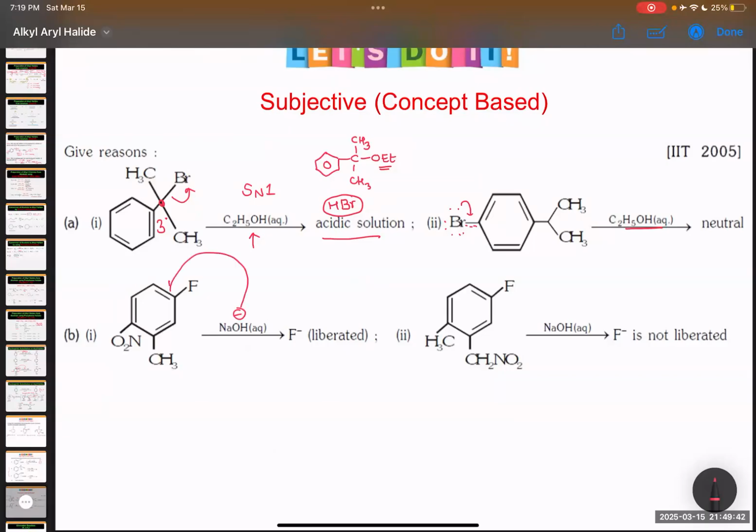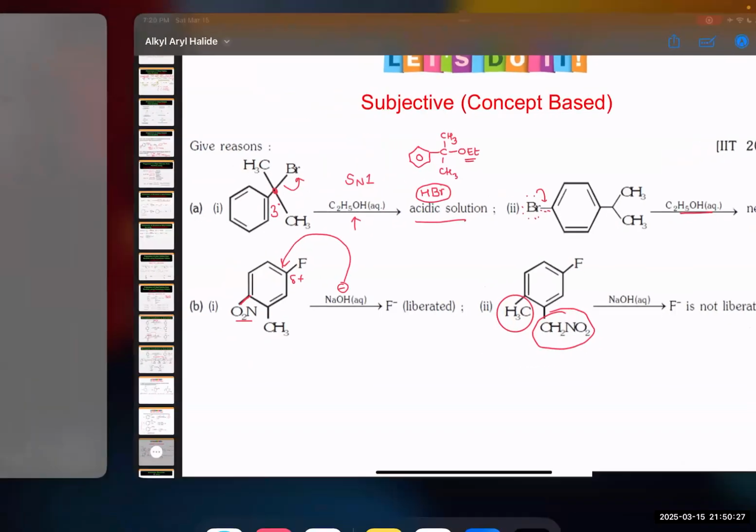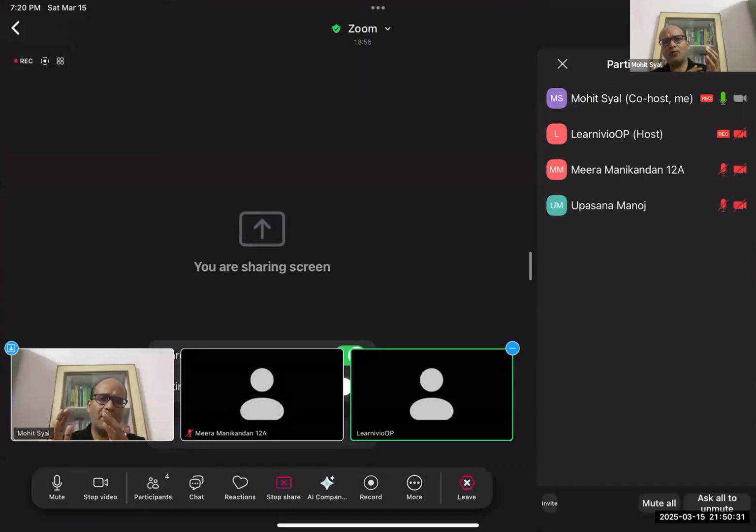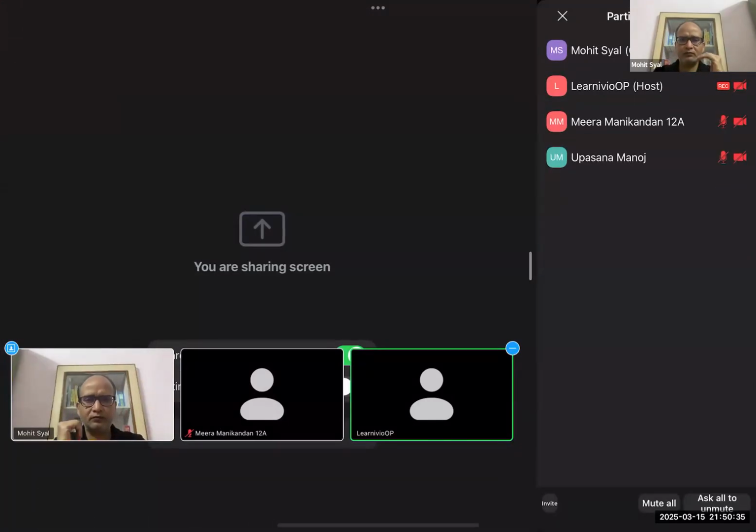F minus can be liberated, but there is no high temperature. But why is it being liberated? It is because the NO2 group is present at the para position, and this makes this very reactive. It brings in the delta positive charge on the carbon atom carrying the chlorine. Okay, so F minus is going to come out, but this F minus is not coming out. What's the reason? The reason is because it doesn't have NO2 at the para position. You need to have an electron withdrawing group at ortho and para, and that electron withdrawing group by resonance is going to bring in the positive charge on the carbon atom bearing halogen.